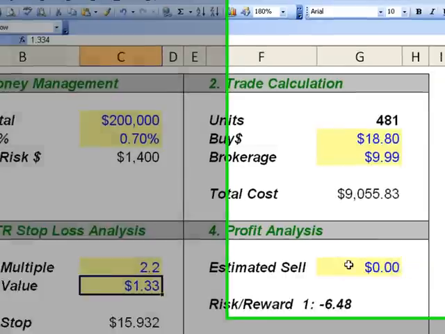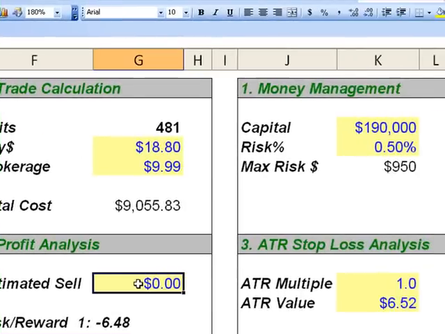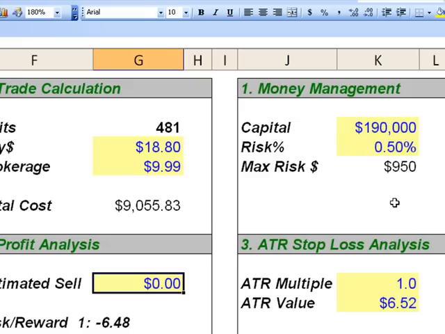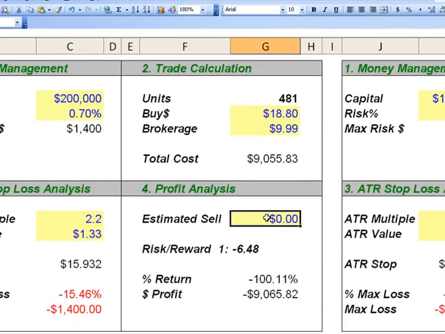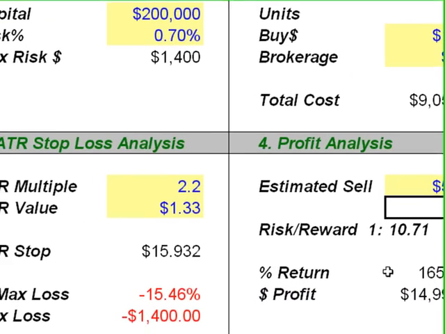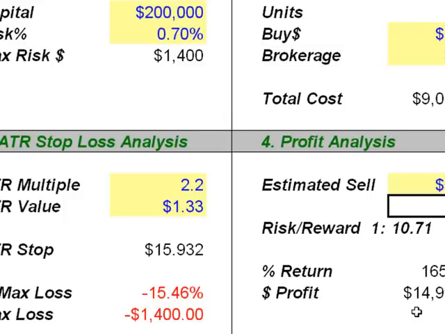I also have in here an estimated sell, so I can put in here the price that I would estimate to be selling SOL. I don't have that in mind at the moment because I'm thinking this is quite a longer term endeavor, and I would hope that it would give a lot of movement. But just for the purposes of this demo, I'll put $50 in here. All right, put that in as my estimated sell. You can see it calculates my risk reward, gives me my percentage return, and the profit I would make on that particular trade if that was to be the outcome of it.